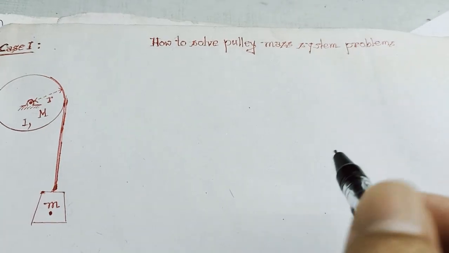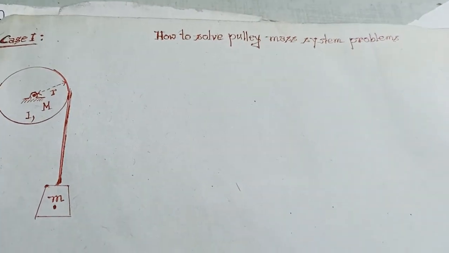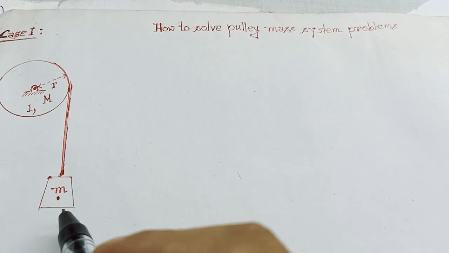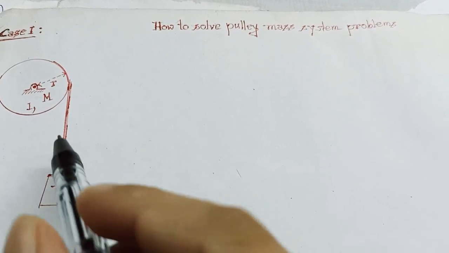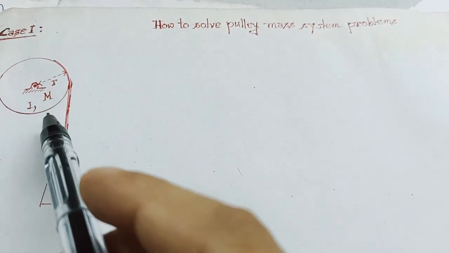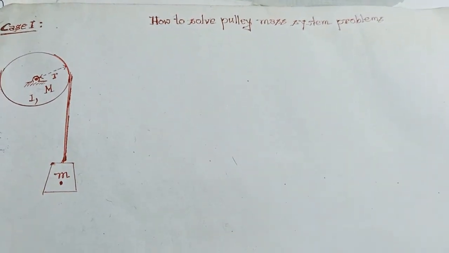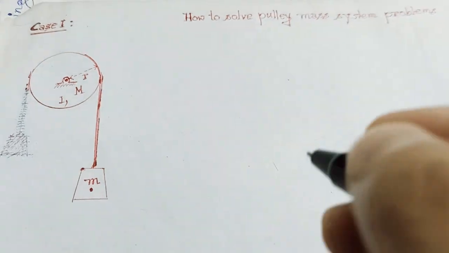Here we will see how to solve the pulley mass system problem. In the following diagram, it is given that an object of mass m is hanging by a string through a pulley of radius r, mass m, and moment of inertia I. For solving this type of problem, first of all, we will draw all the forces, the direction of all the forces.